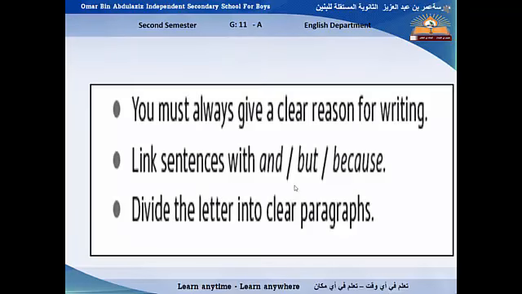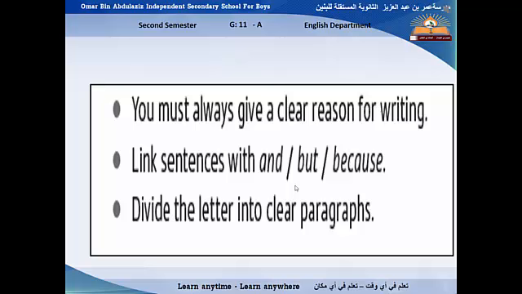You must always give a clear reason for writing. Why are you writing this? To apply for a job, to complain about something, to apologize, to thank, to appreciate, to do whatever you like, but give the reason why you are writing this letter. Link sentences with and, but, because, as these linkers make cohesion and unity for what you are writing.